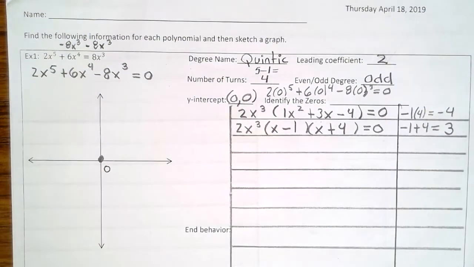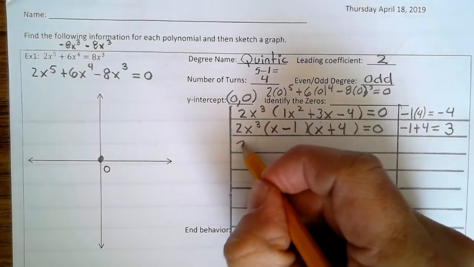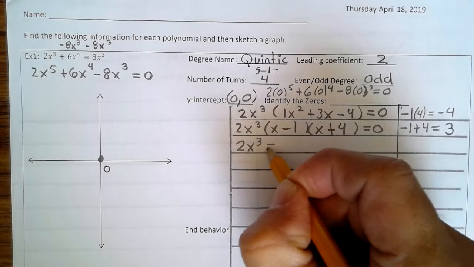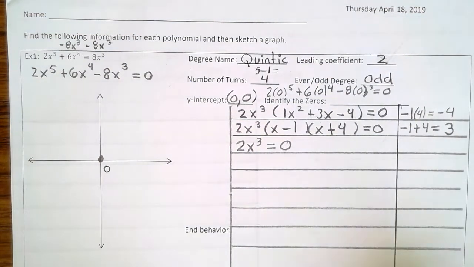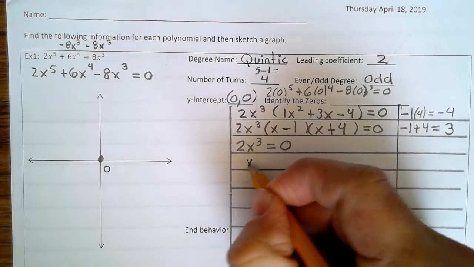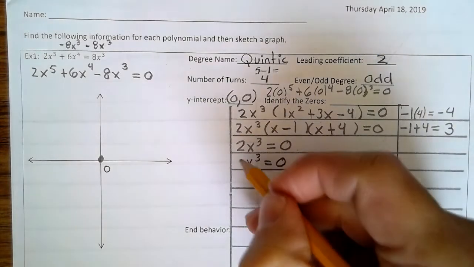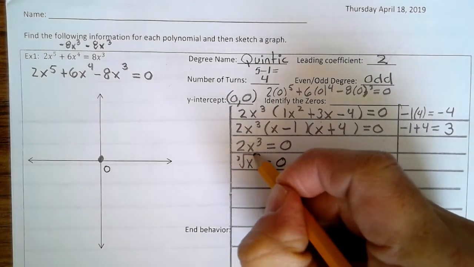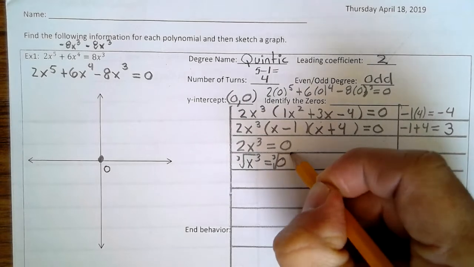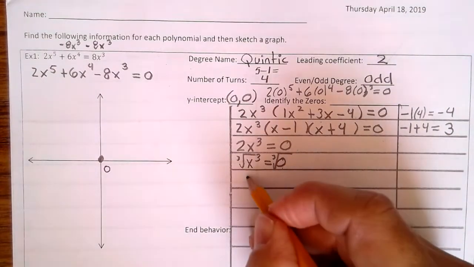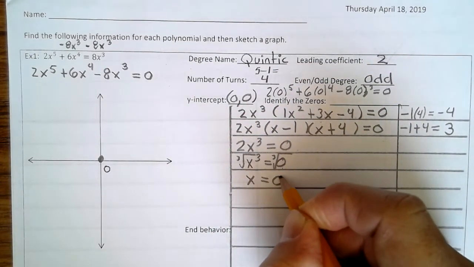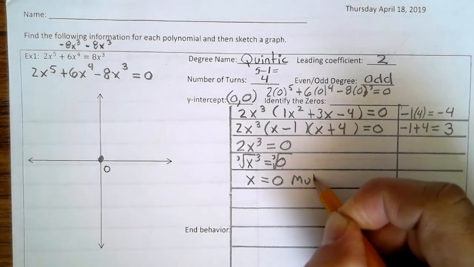So now let's set 2x cubed equal to 0. Divide both sides by 2. That's x cubed equals 0. Cube root both sides. Well, the cube root of 0 is 0, so x equals 0, but there's 3 of them, so that's multiplicity of 3.